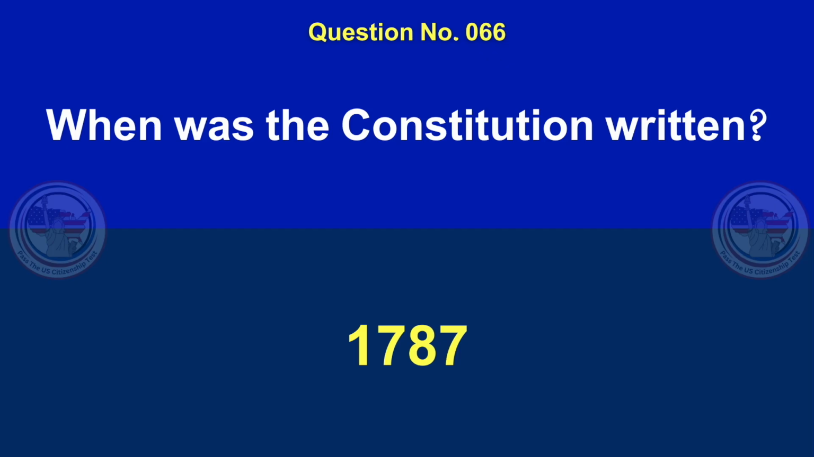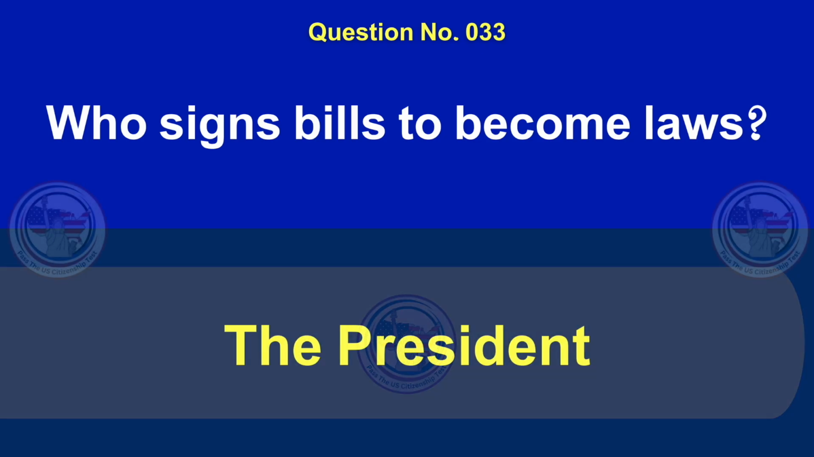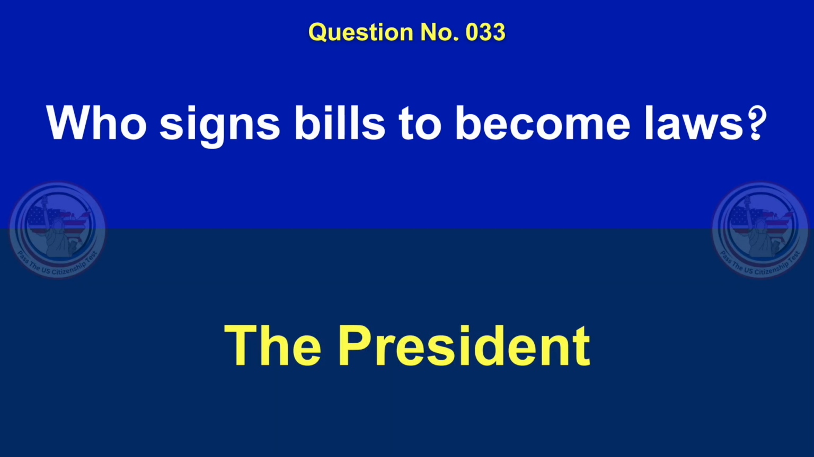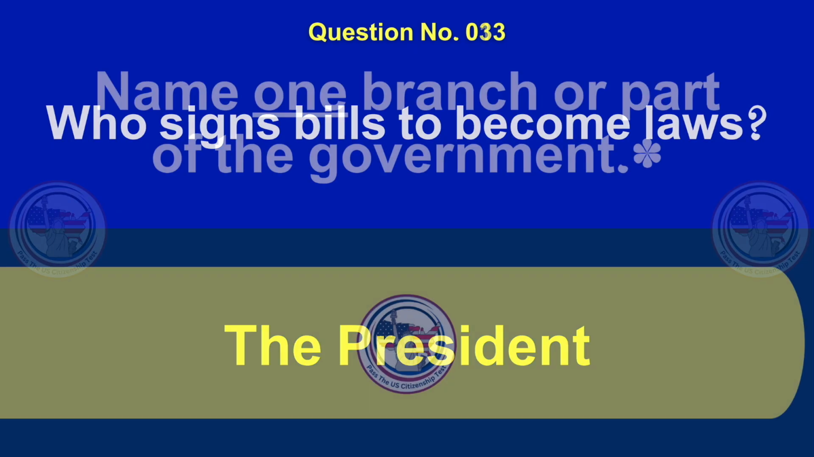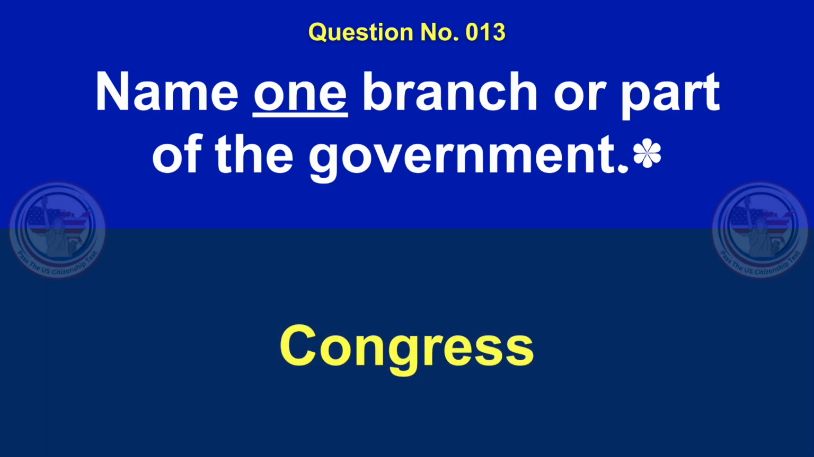1787. Who signs bills to become laws? The President. Name one branch or part of the government. Congress.